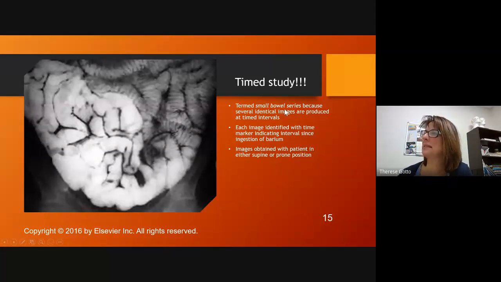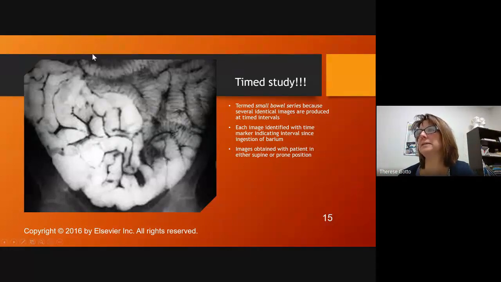It's a small bowel series because there are several identical images produced at timed intervals. Each image must be identified with a time marker indicating how much time has gone by since ingestion of barium. Images are obtained with the patient in either the supine or the prone position, based on your radiologist's preference. However, once you start taking pictures, you don't flip-flop back and forth. You keep doing the same type of imaging so that they are identical images, but at different times.